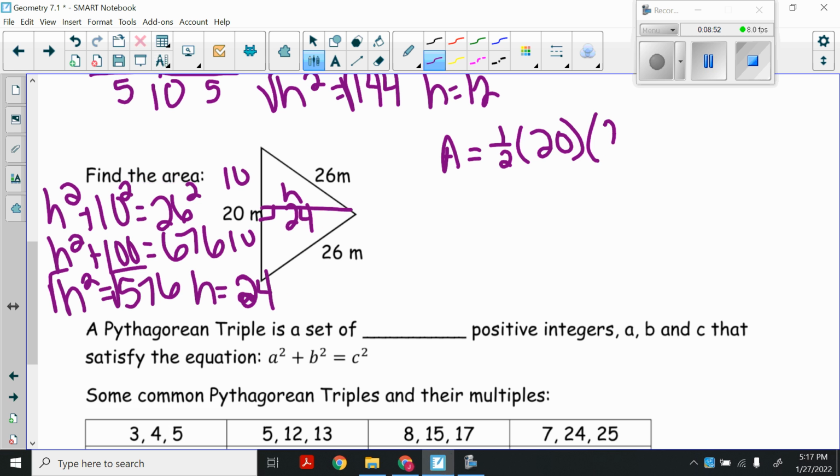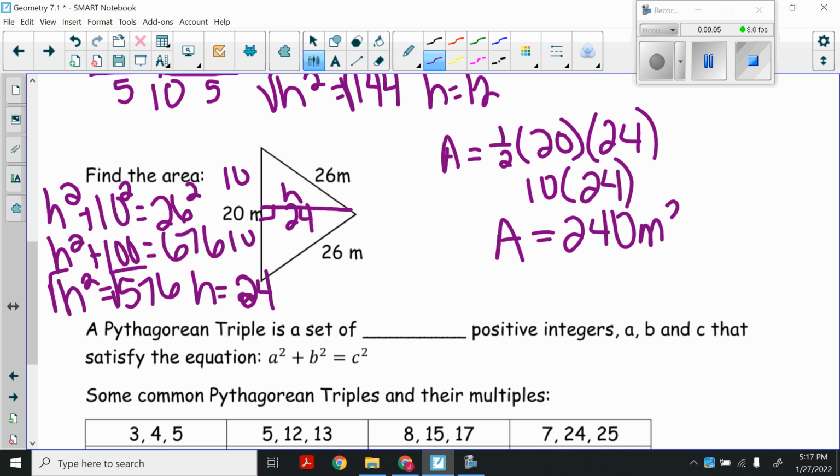So then I'm going to plug that back in up here to the area formula. So here, half of 20 is 10. So this is really 10 times 24. So my area is 240 square meters.